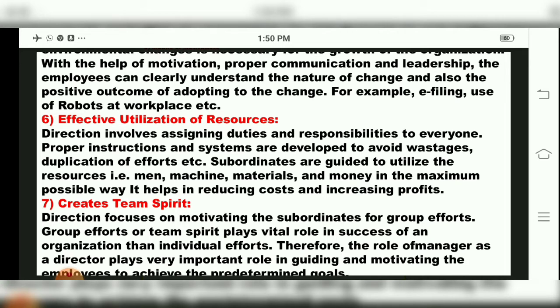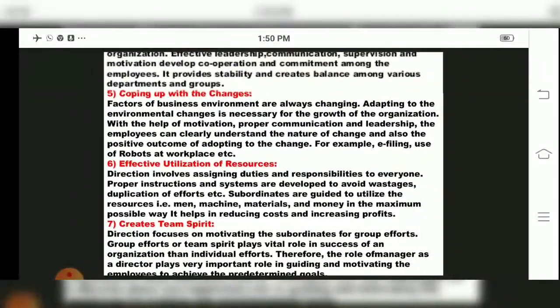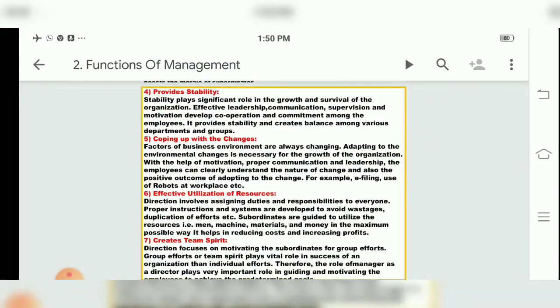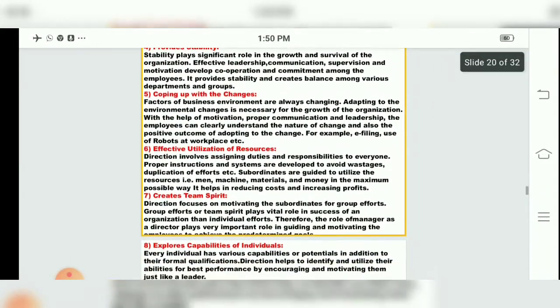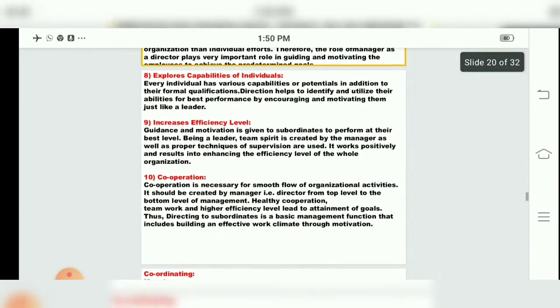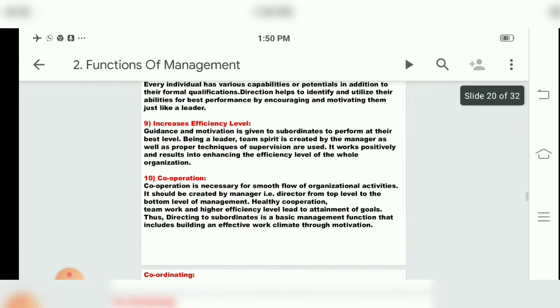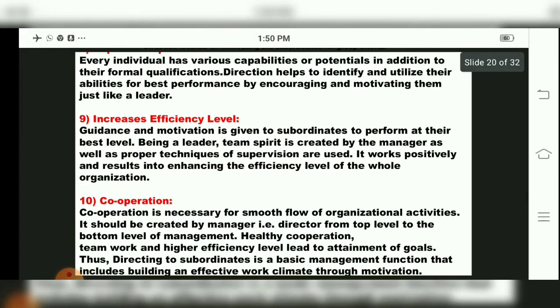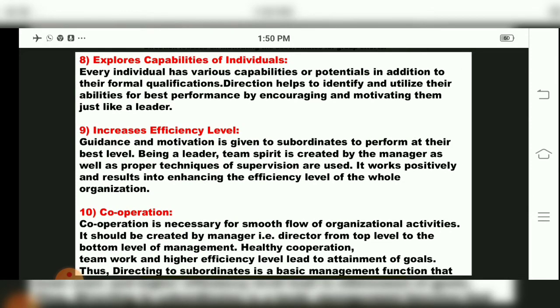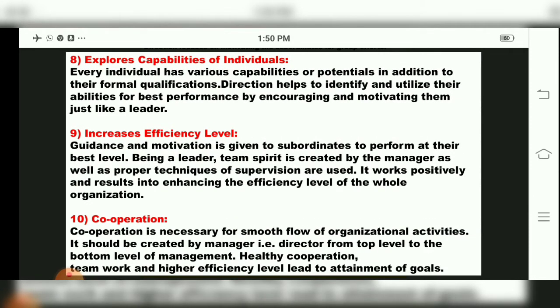So when the role of a manager, of a director, is an important role in guiding and motivating, the organization will definitely be successful and prosperous, children. So creating team spirit is also one important point in directing, children. Now we come to our 8th point regarding the importance of directing.